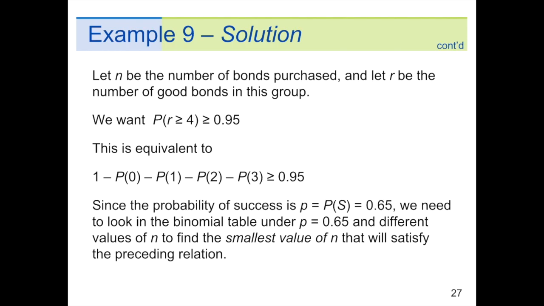We want the probability that R is greater than or equal to 4 to be greater than or equal to 0.95, greater than 95%. So this is equivalent to 1 minus P of 0 minus P of 1 minus P of 2 minus P of 3 is greater than or equal to 0.95, because we're taking out the probability of failures, or not getting enough successes in this case.